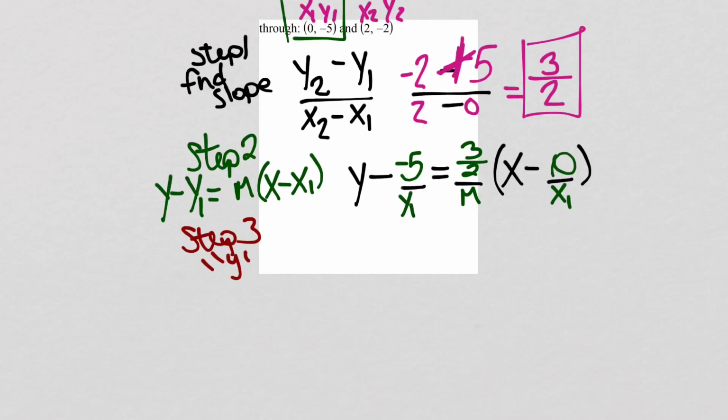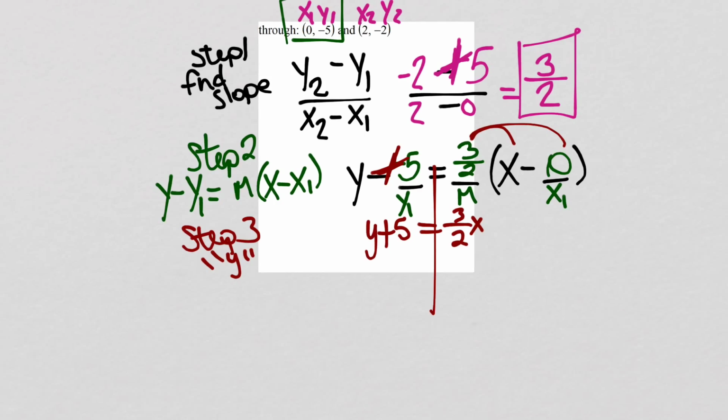Step 3 says I now solve for y. So how do I minus a negative here? It means I'm really going to add those. So I have y plus 5 equals distributive property, 3 halves times x, 3 halves x. 3 halves times 0 is a plus 0. I can write plus 0, but I don't really need to, so I'm not going to.